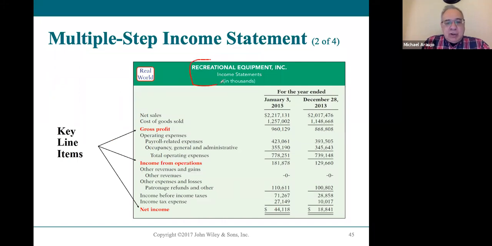This is Recreational Equipment Inc., the same company we looked at earlier in the single step, but now this is the multi-step version. And these are the lines, right? First thing they talk about is they break out the gross profit for you. So again, these are the exact same numbers from the previous slide, and it's in your book as well. Sales minus cost of goods sold gives you the gross profit. So here you see they actually give you what the gross profit is for each of those years.